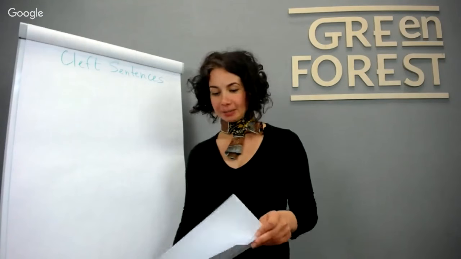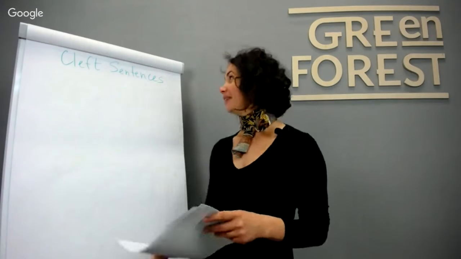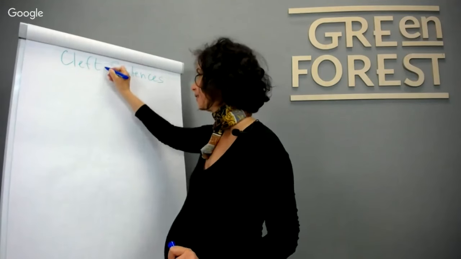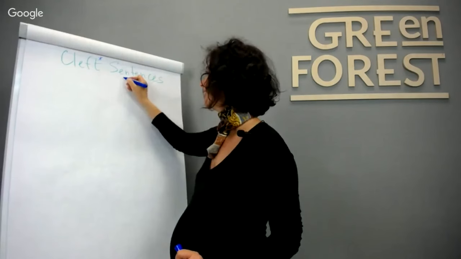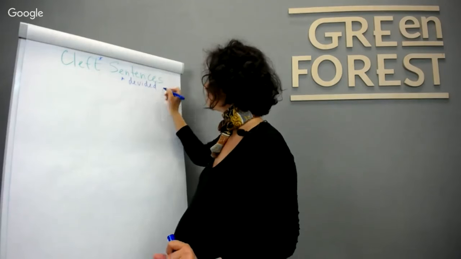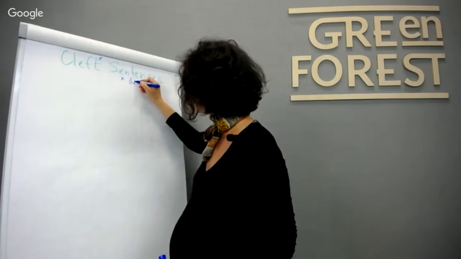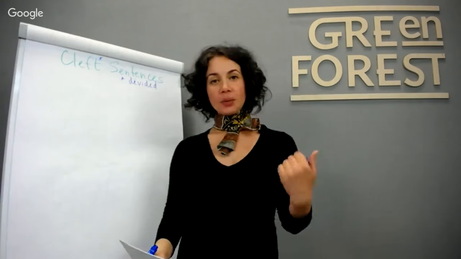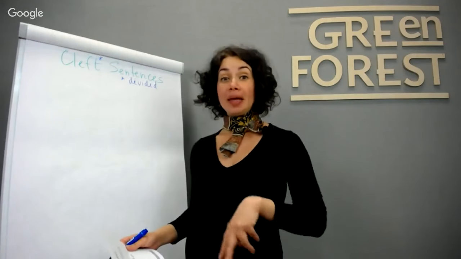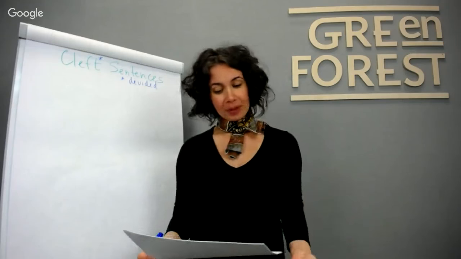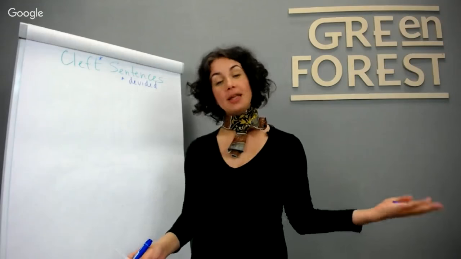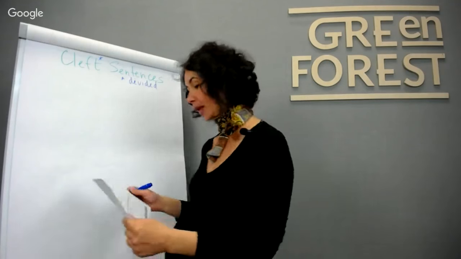I have prepared here some things. I also want to say that cleft actually means divided, like right here, asterisk. So it means divided. It means that when we have one sentence, we split this sentence into two parts, making the emphasis on the first one. For example, I will write now a normal sentence, and then I will change it into a cleft sentence.